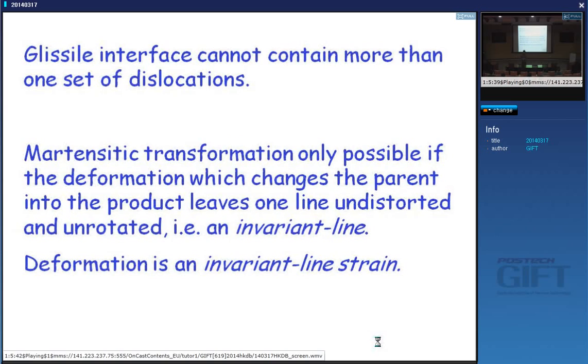So in the first slide, I showed many different kinds of displacive transformations. So what is the difference between martensite and the others? So you are jumping ahead. Okay, so you have to be patient, and I will explain everything.